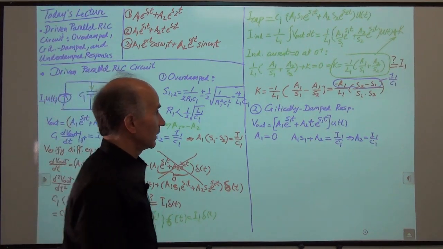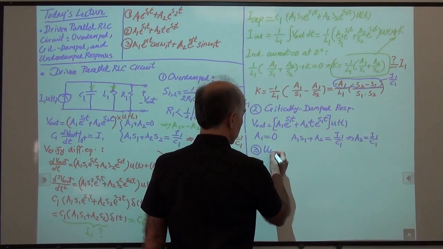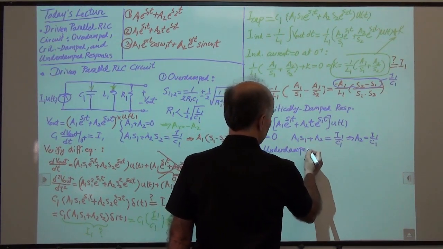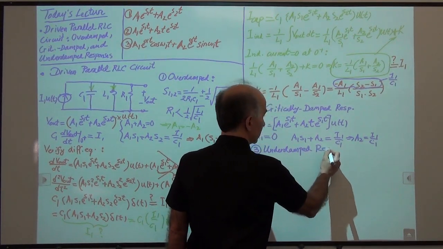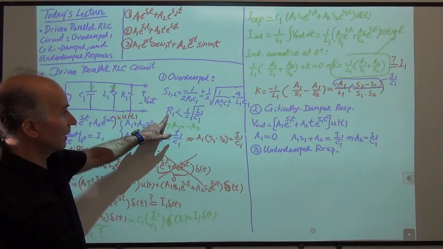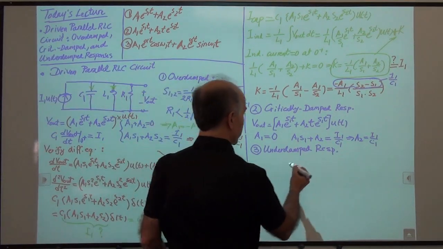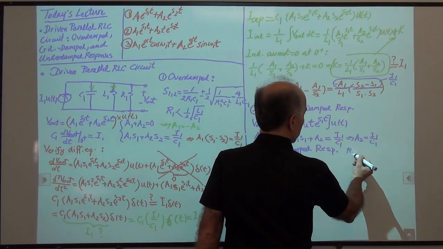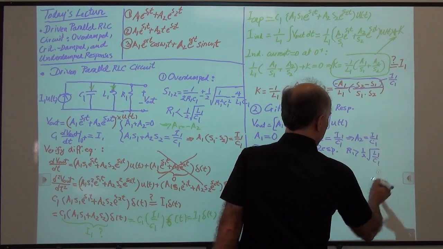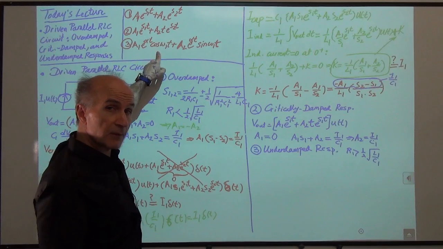Okay, and then finally, we consider the underdamped response. So in this case, R1 is greater than this value, so the roots become complex. R1 is greater than 1/2 of the square root of L1 over C1. And we decided that that gives us this type of response.